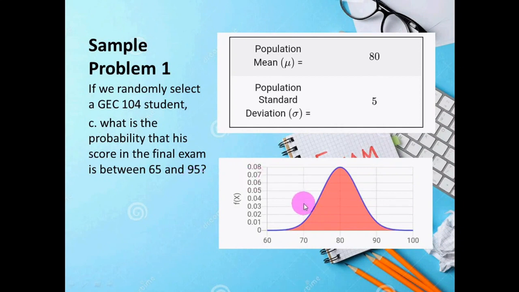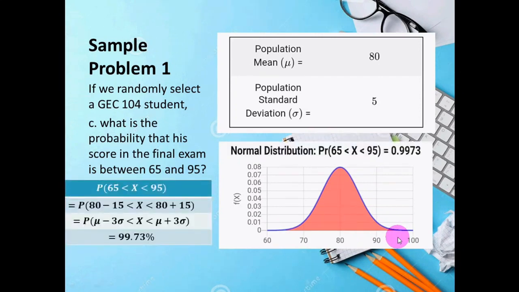Again, 65 right here is 3 standard deviations below the mean, and 95 is 3 standard deviations above the mean. So now, by empirical rule again, the probability that the value of a random variable falls within 3 standard deviations away from the mean is equal to 99.73%, or 0.9973.